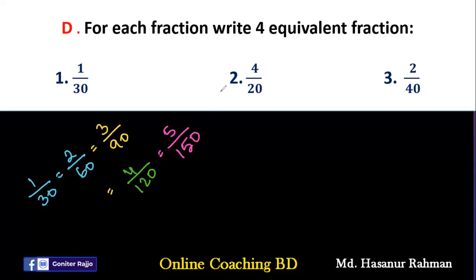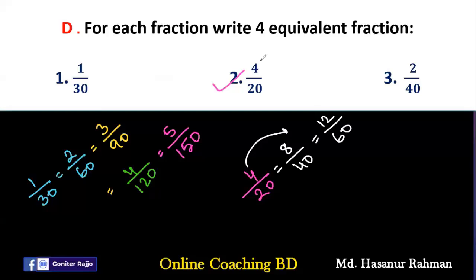Very simple. Now number 2, 4 by 20. We can multiply this fraction by 2. Then it will be 4 2s are 8, 2 20s are 40. If you multiply this fraction by 3, 3 4s are 12, 3 20s are 60. If we multiply this fraction by, suppose, 4, then we'll get 4 4s are 16, 4 20s are 80.